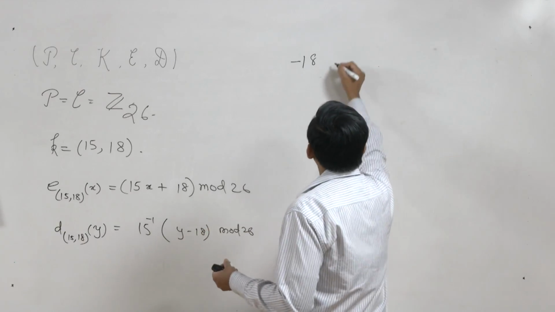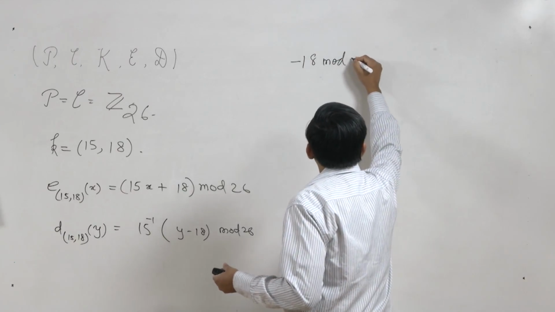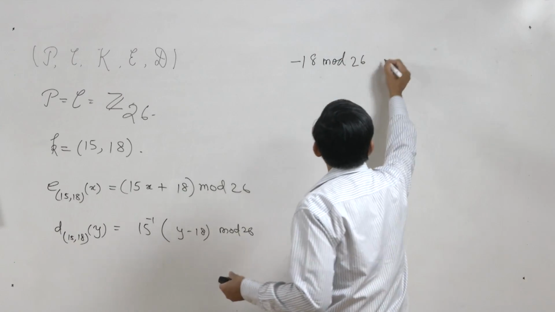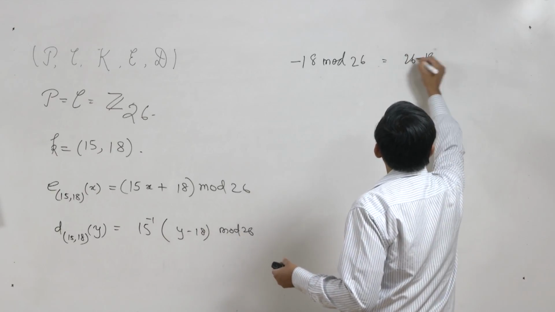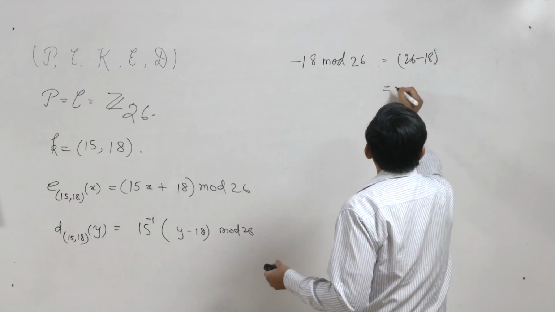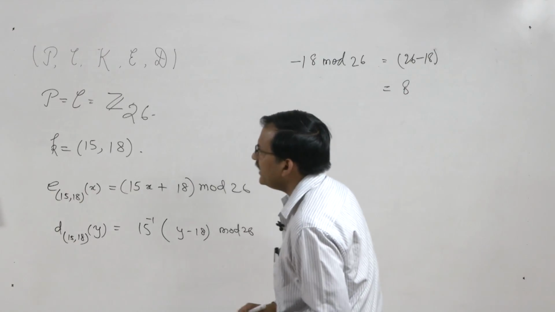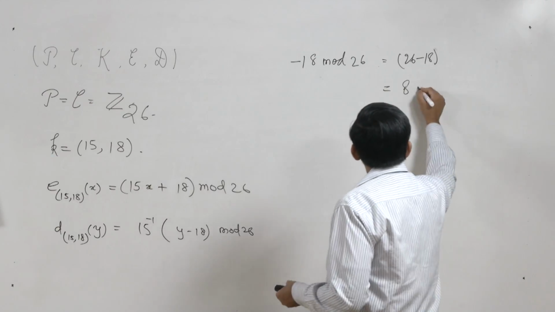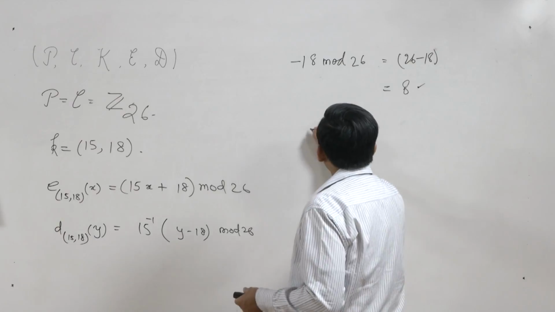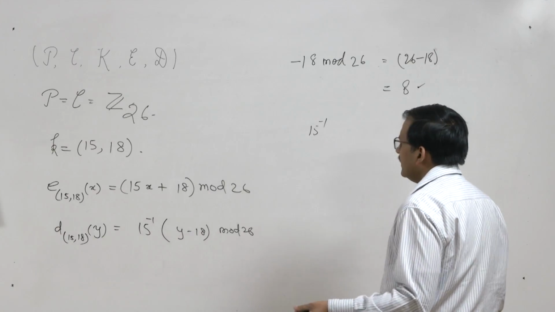For that, we take minus 18 mod 26, which is 26 minus 18. This is the way to map, and so I get 8. So that is 8 for me, and here for 15 inverse.